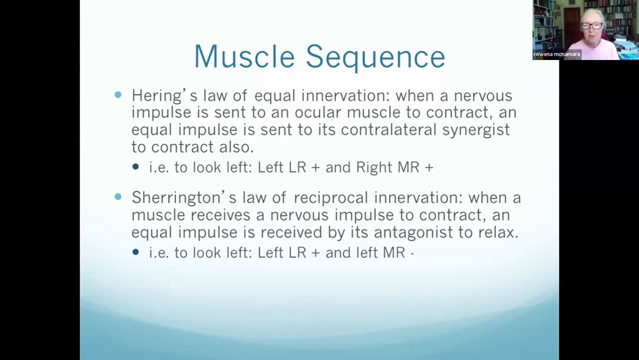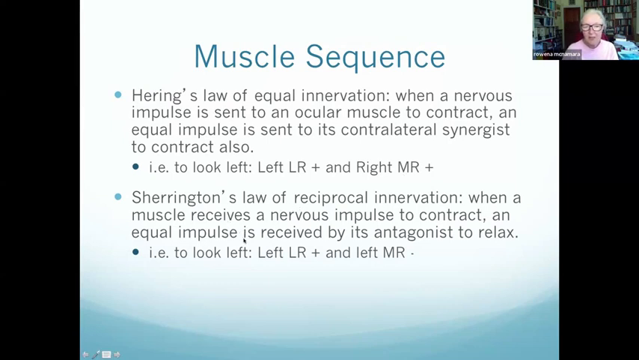So the example I've given here is that when you look to the left, when there is a left gaze from the left eye, the lateral rectus has been sent a message to contract, and at the same time, due to Herring's law, the message also goes to the right medial rectus. So that is the law of equal innervation.